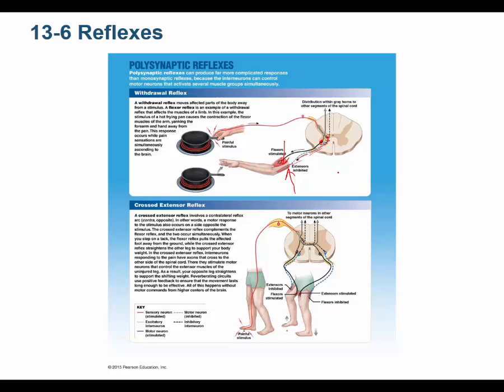Okay, cross extensor reflex. This is kind of cool too. With the cross extensor reflex, let's say this leg stepped on a pin. All right, now what you want to do is pull this leg off the pin. You want to pull it up. That's going to require contracting these quadriceps like the rectus femoris and pulling that up. But if you did that and you didn't extend your other leg, you would fall down. That's what would happen. You would fall down.